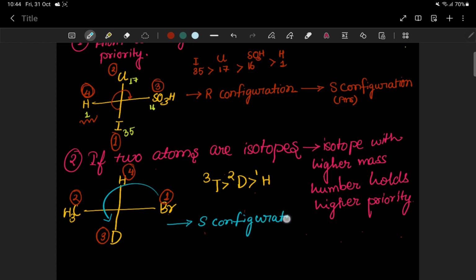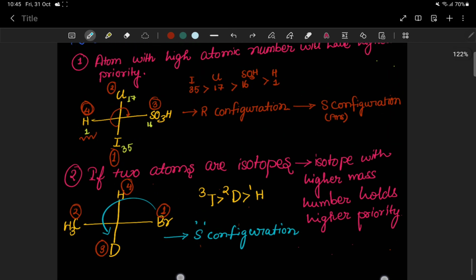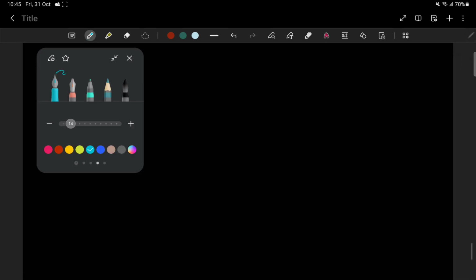So again and again I am showing the two basic things to you: the reverse will happen only when this lowest priority group is present in the horizontal position, or you can say below the plane, else there will be no problem. Fine, this is what the second step is done. So coming to the third step, we had dealt with two things. First the atomic number, next the isotope.